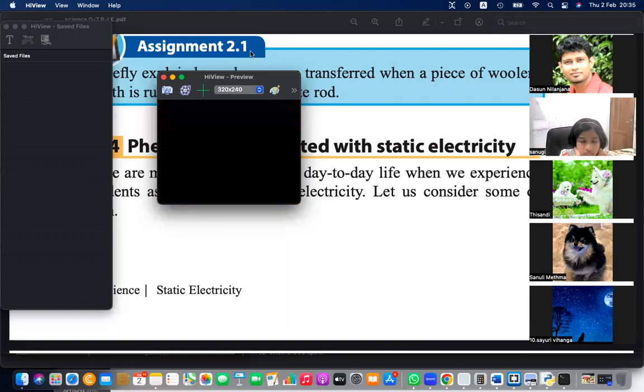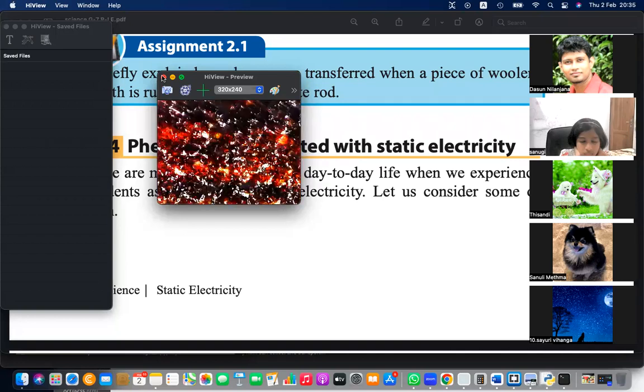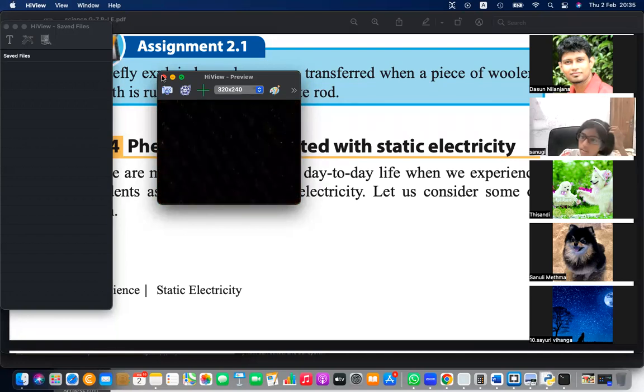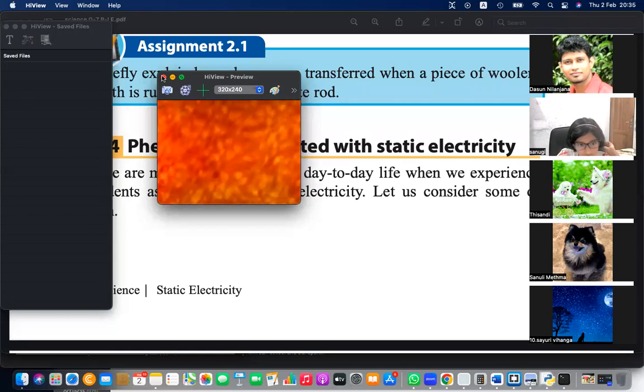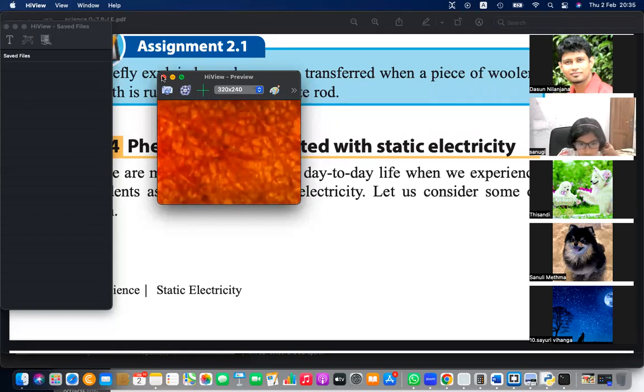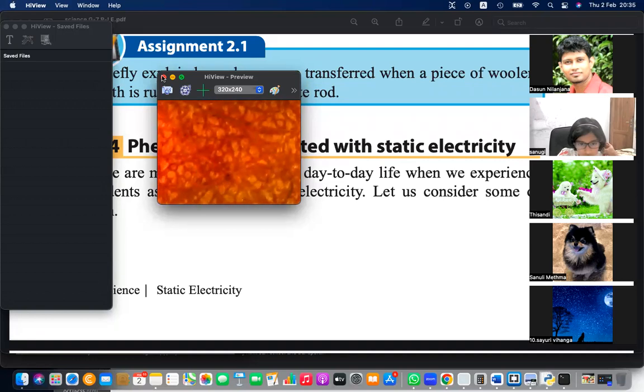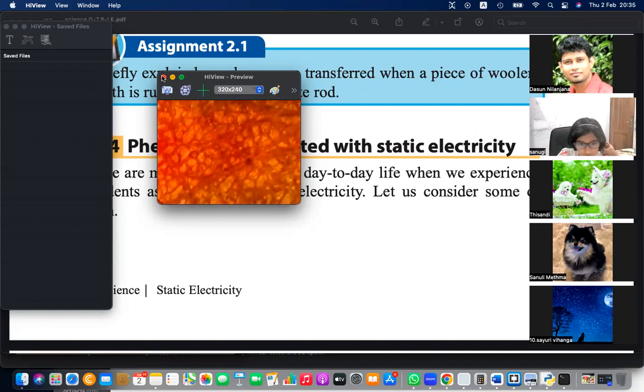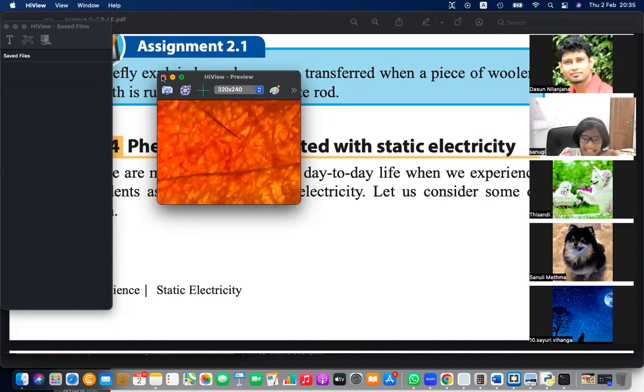So this is a digital light microscope. Because in your lab you have the compound light microscope now, but this one is a digital light microscope. It's not compound. And if you want to see the skin, this is how your skin looks like. Skin has the skin cells, and this is how it looks.